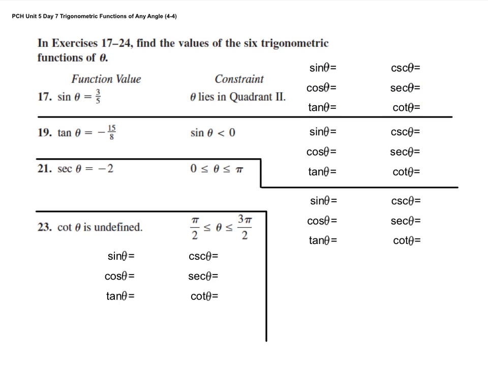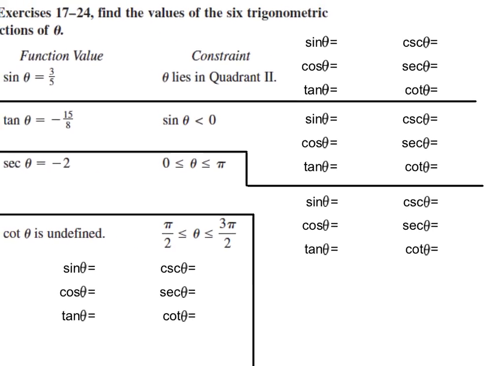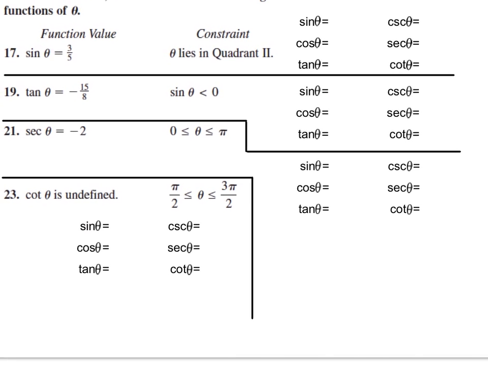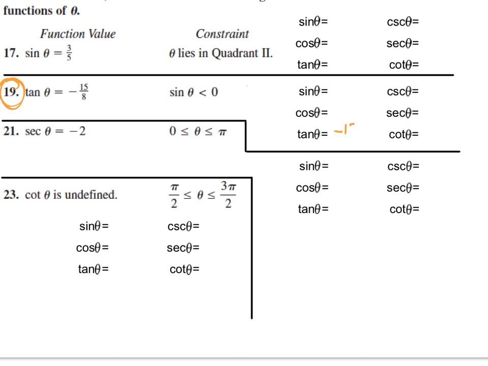Alright, other kind. We're not going to do all of these, but let's do 19 here. Our tangent, doing this one here, tangent is negative 15/8. And it says sine is negative. So if tangent's negative 15/8 and sine is negative, where are we?